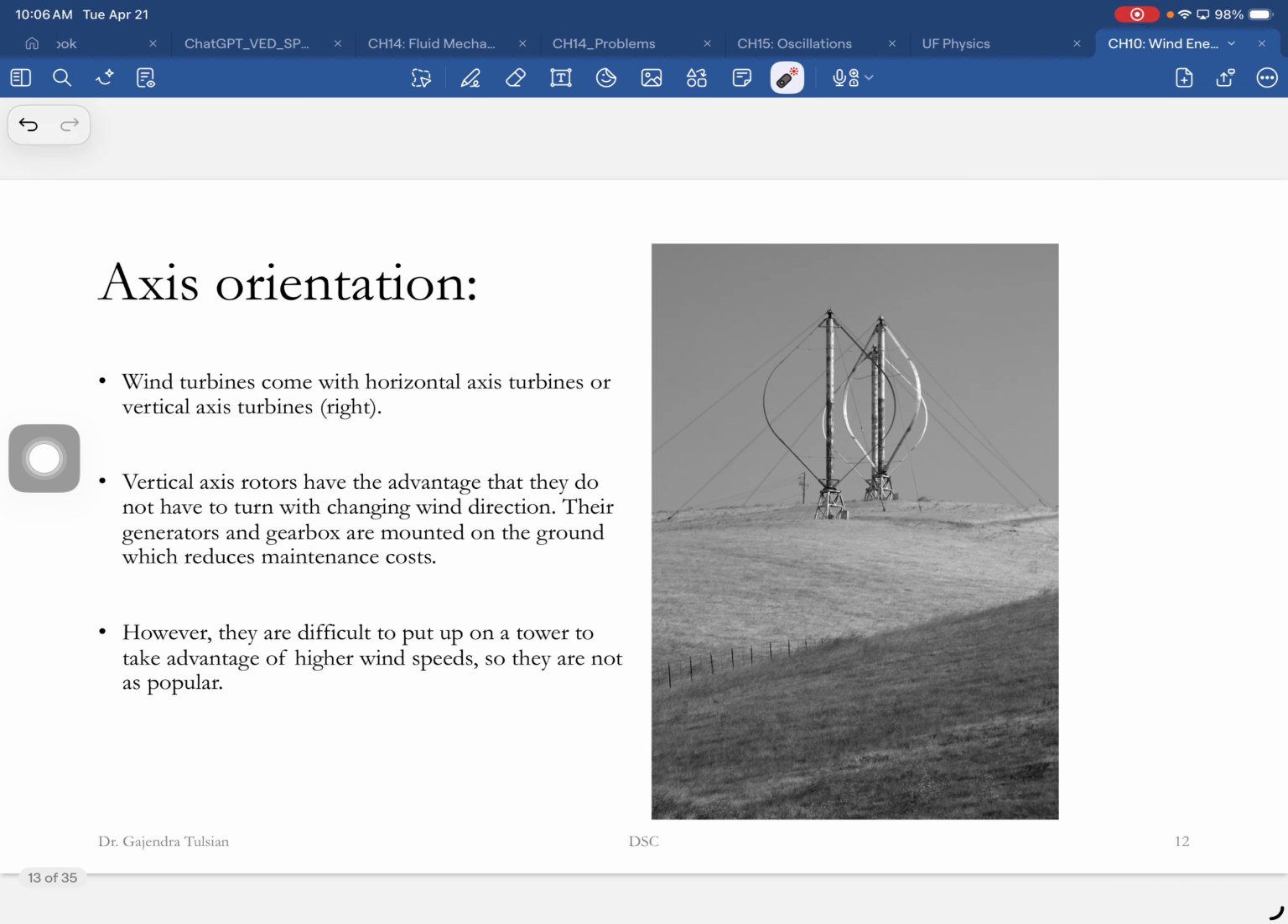Vertical axis rotors have the advantage that they do not have to turn with changing wind direction. Their generator and gearbox are mounted on the ground, which reduces maintenance cost. However, they're difficult to put up on a tower to take advantage of higher wind speeds, so they're not popular.